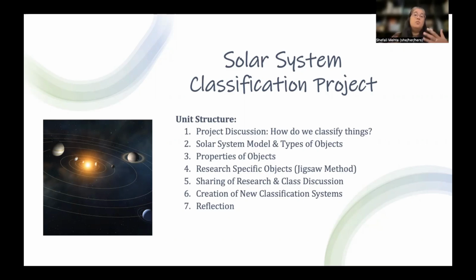And then we talk about what properties do we need to know about these objects in order to really classify them. So we start making those lists. We start defining some of those properties if they're not familiar with them. And then I have a list of about 45 to 50 objects within the solar system that I split up within all the students. And depending on how many students there are, I'll have anywhere from 3 to 5 objects per student. They research all of the properties that we decided were important. And then they share all of that information with each other.